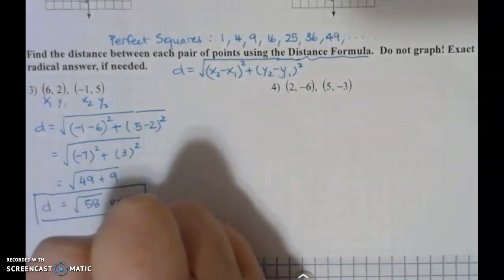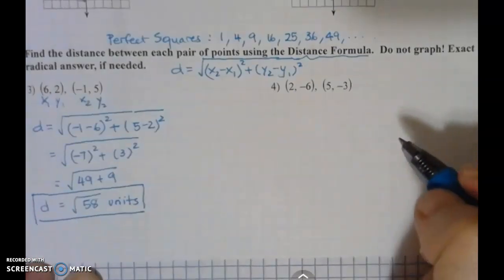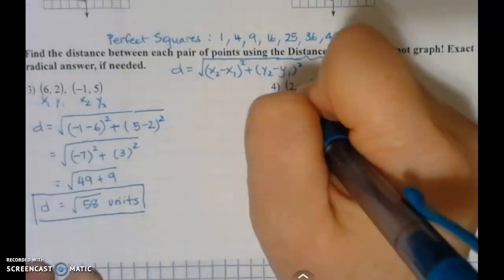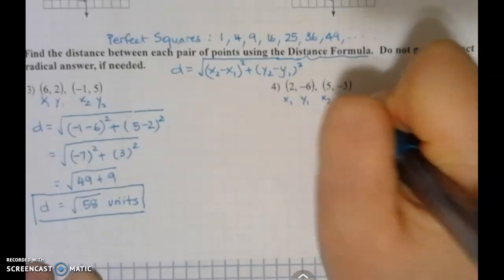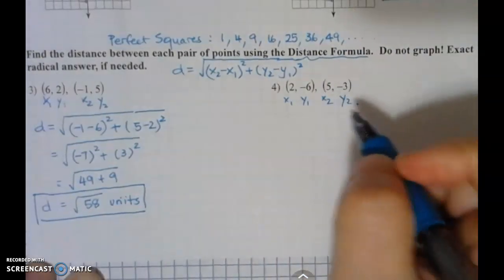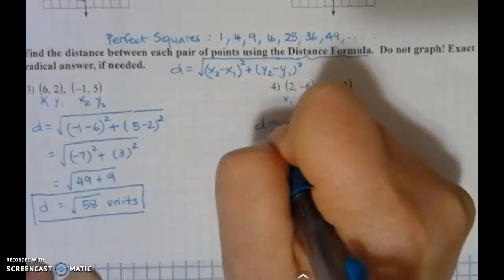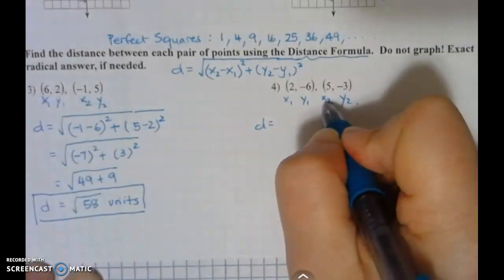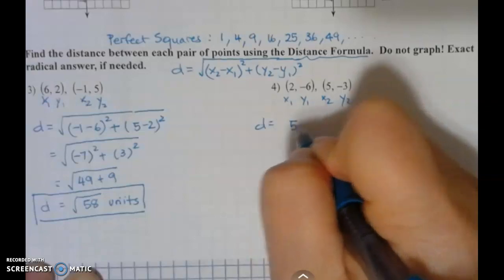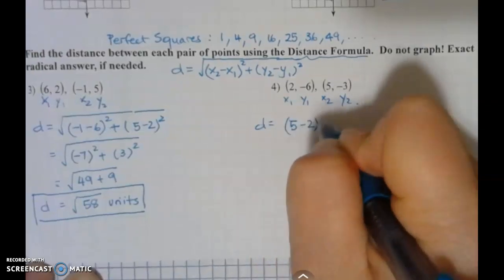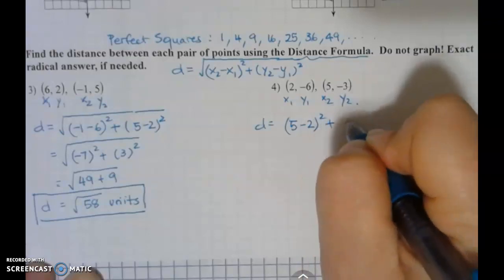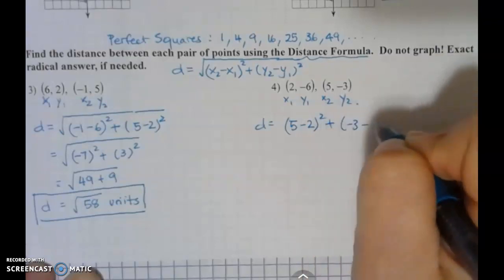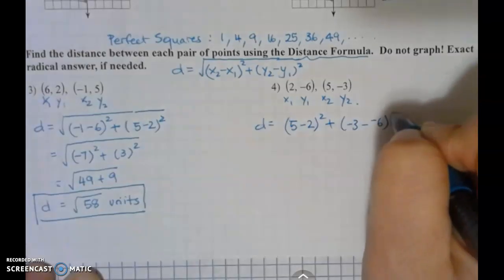And here we go. Okay, and then finally, same process. We have x1, y1, x2, y2. I label this so that you don't get them confused. So then distance is really x2, which is 5, minus 2, all squared, plus, notice that this is plus, negative 3, minus 6, all squared.